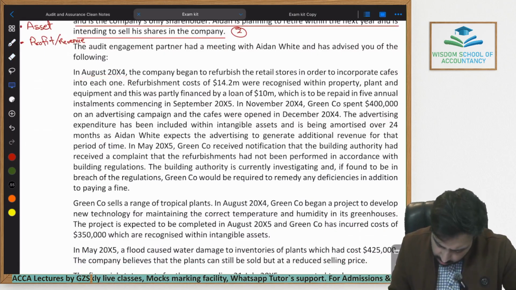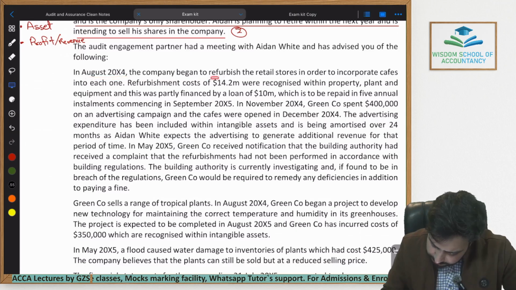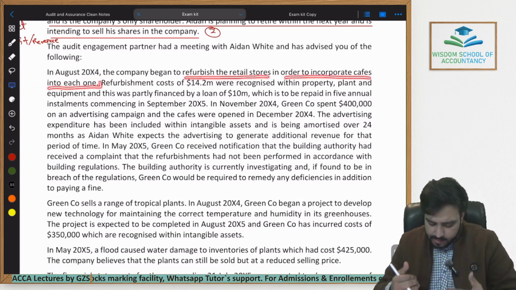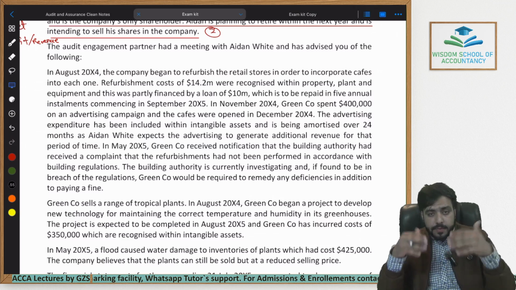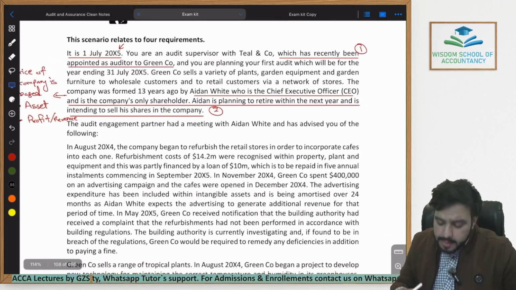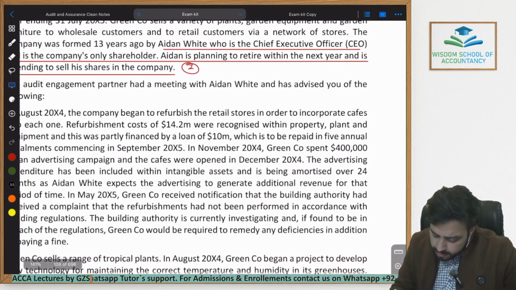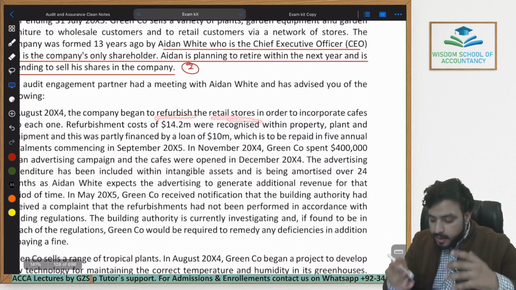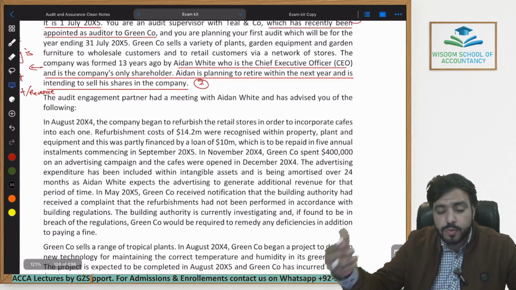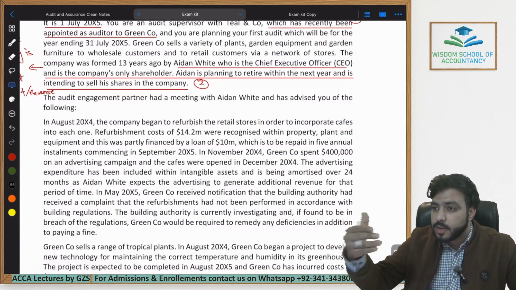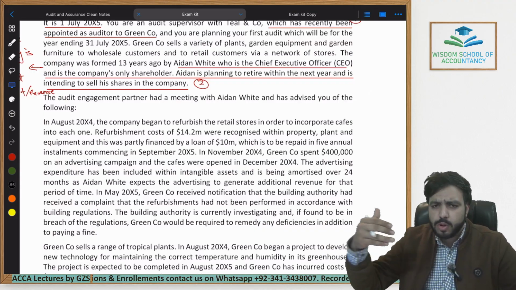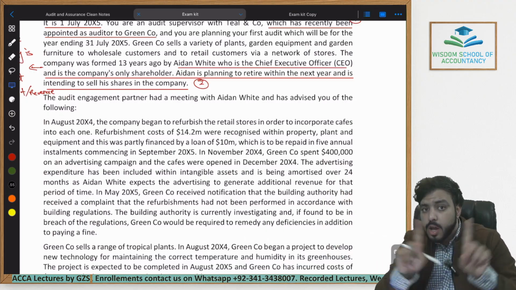Let's read it. In August 2014, the company began to refurbish the retail stores in order to incorporate cafes into each one. So the story tells us that from the start of the year that we are auditing, this company decided that they want to refurbish the retail stores so that they can include cafes in those stores as well. So every single customer that comes into our store would also look at the cafes, the tea, coffees, let's say fruit juices that will be available, and they would also buy it. An extra sale for the company, no risk here.